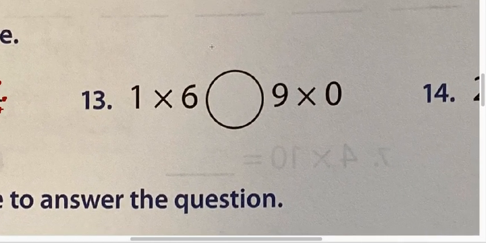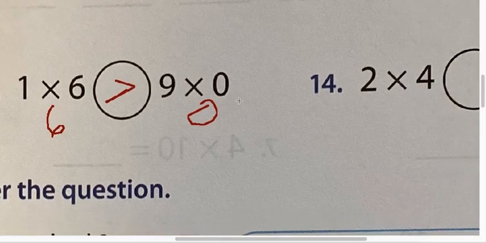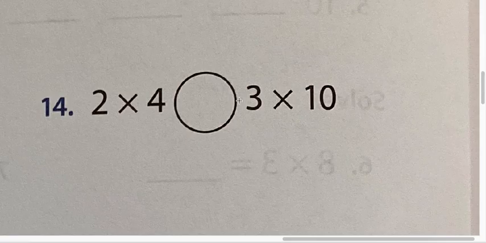Number 13. Ooh, this is easy. 1 times 6 is 6. 9 times 0 is very good, 0. Oh, this is easy peasy lemon squeezy. And what's the answer? 1 times 6 is lesser or greater than 9 times 0? Greater or more. So here the alligator is going to eat the bigger number. Who doesn't like a bigger number? Just think of it as cookies. Who doesn't like more cookies? I do. I do love more cookies compared to lesser ones. So my mouth will be facing the more cookies.